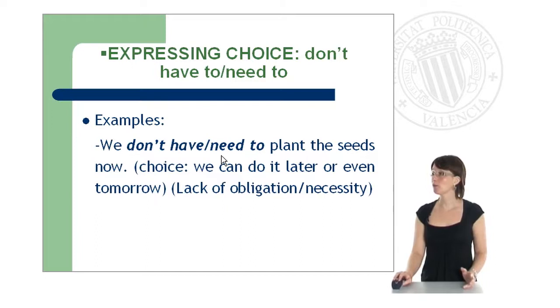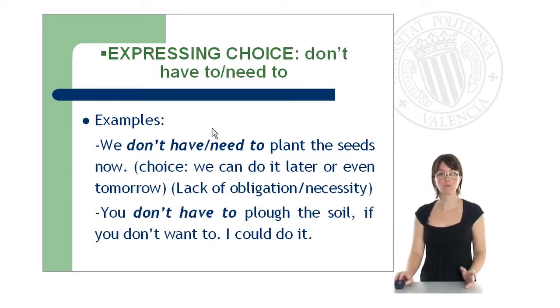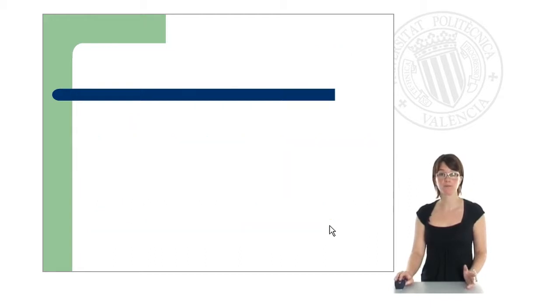We don't need to plant the seeds now. So we have a choice. We can do it later or even tomorrow. In this case, we can also say that there is a lack of obligation, a lack of necessity. Or, in the next example, you don't have to plow the soil if you don't want to. I could do it for you. Again, there is a choice. You can either do it or not do it.